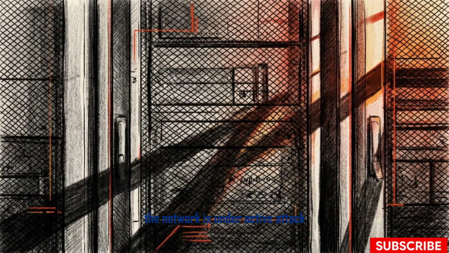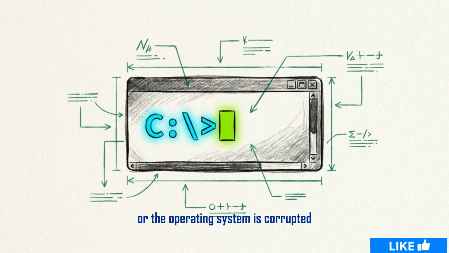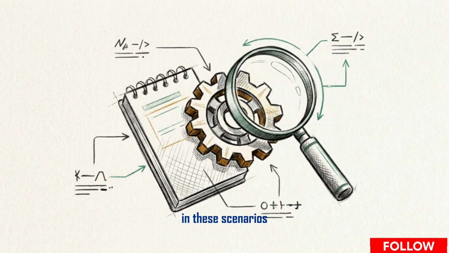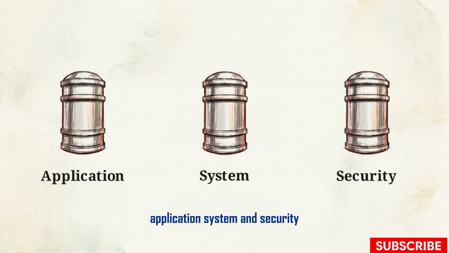The network is under active attack. Your SIEM is unreachable, or the operating system is corrupted, leaving you with only command line recovery options. In these scenarios, analysts fall back on native utilities like the Windows Event Viewer. This utility categorizes endpoint data into 3 main buckets: application, system, and security.